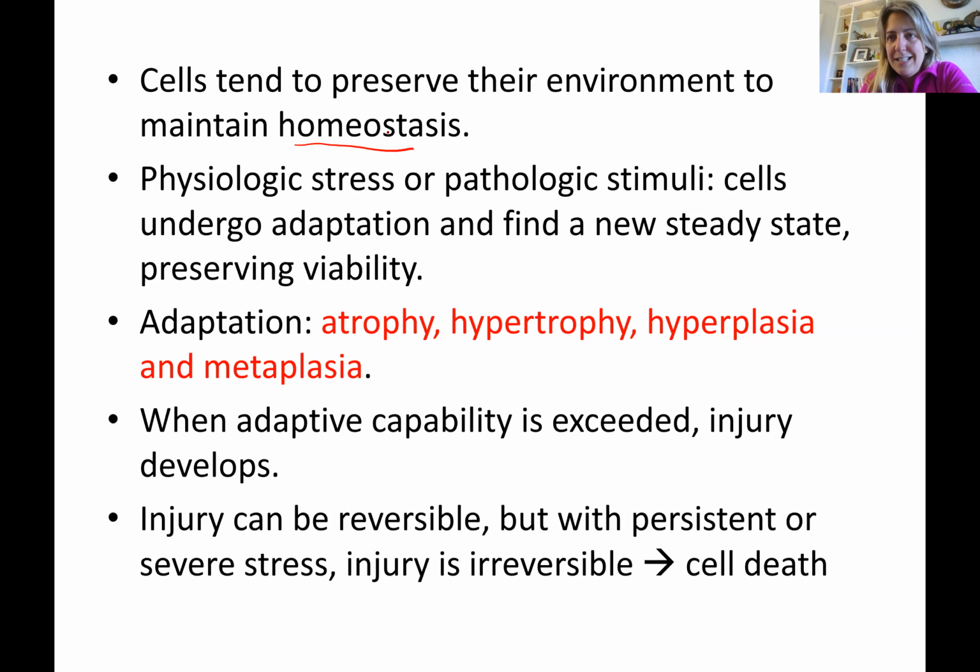Physiologic stress or pathologic stimuli, when those two things happen, and I'm going to explain here what happens, the cells are going to undergo what we call adaptation to try to find a new steady state, to try to still preserve viability. So cells don't really love to die. They will try to adapt first to preserve viability. And if what they're trying to adapt to exceeds their capabilities, that's when injury is going to happen. So what is physiologic stress?